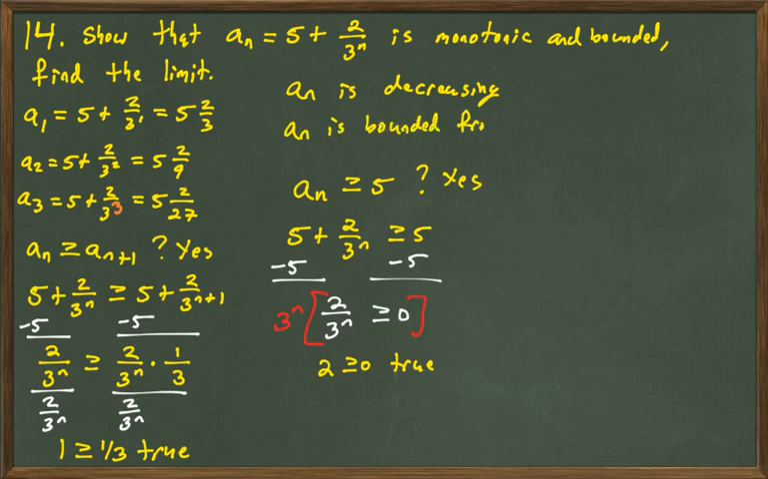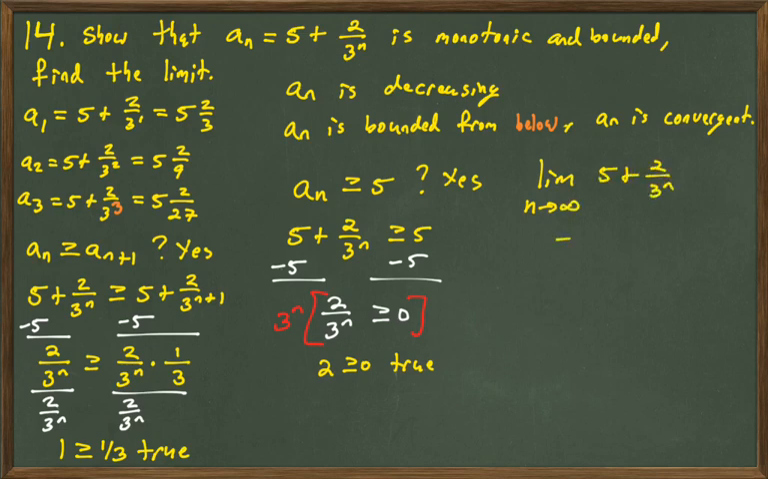And so if it's decreasing and bounded from below, bounded from below, not above, then a sub n is converging. Okay, so the limit as n goes to infinity of 5 plus 2 over 3 to the n is going to be 5 plus 0, or just 5.